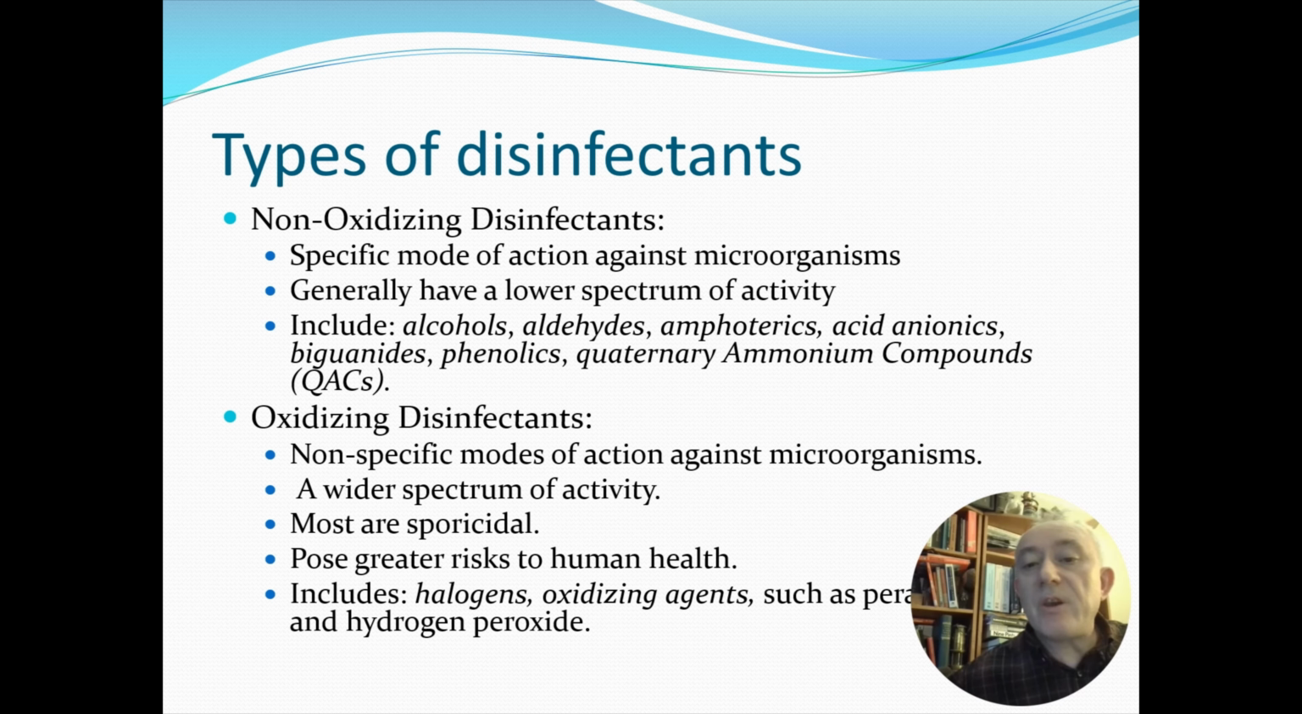And then we have the oxidizing disinfectants that have non-specific modes of action, but they have a wider spectrum of activity, and most of these chemicals are sporicidal, and they carry greater safety risks, and this includes halogens, oxidizing agents, things like peracetic acid, hydrogen peroxide, and also the chlorine-based chemicals, chlorine dioxide, hypochlorous acid, chloramine.